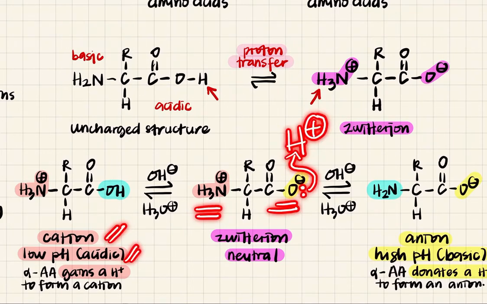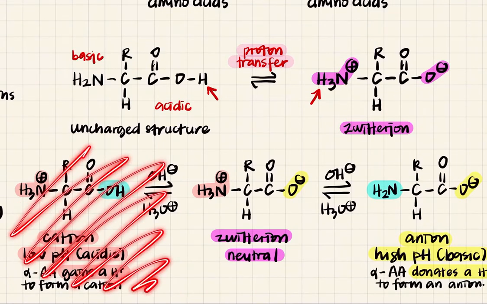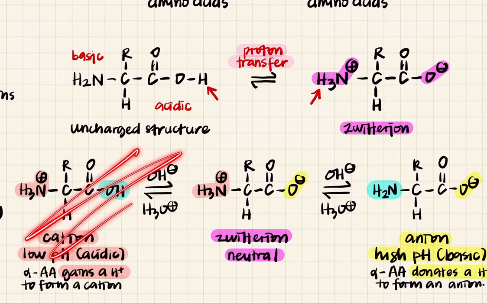Okay, what happened was your alpha amino acid gains a proton to form a cation. Okay, so this part of your molecule is already uncharged. So you have a cation now. So let's say if you add base, OH minus, into your system, what will happen?